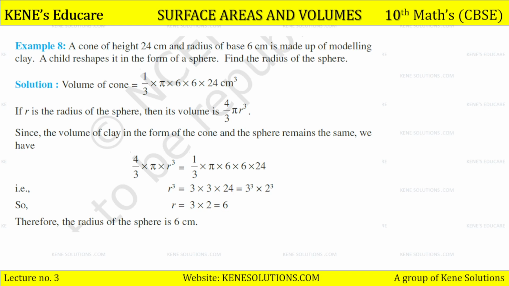1/3 pi multiplied by 6 multiplied by 6 multiplied by 24. So if r is the radius of the sphere, then its volume is 4/3 pi r cube. Since the volume of clay in the form of the cone and the sphere remains the same, we have 4/3 pi r cube is equal to 1/3 pi 6 multiplied by 6 multiplied by 24. So we get r cube is equal to 3 multiplied by 3 multiplied by 24. So 3 cube multiplied by 2 cube. So r is equal to what? 6 comes. So therefore the radius of the sphere is 6 centimeter.